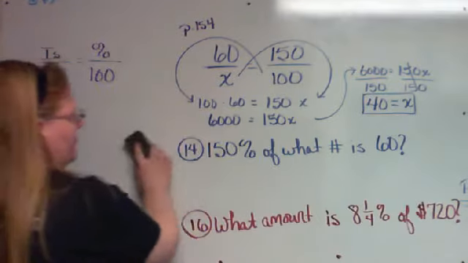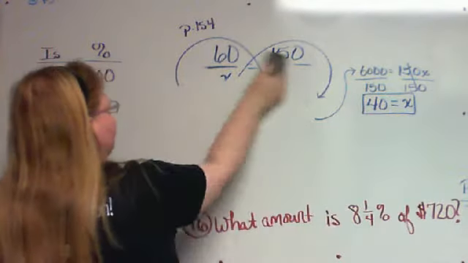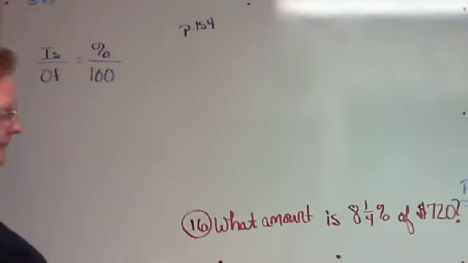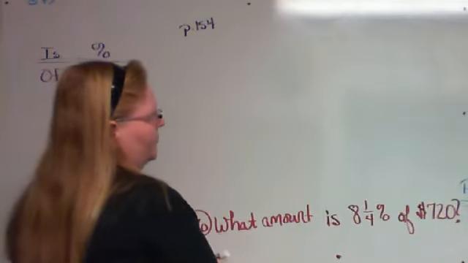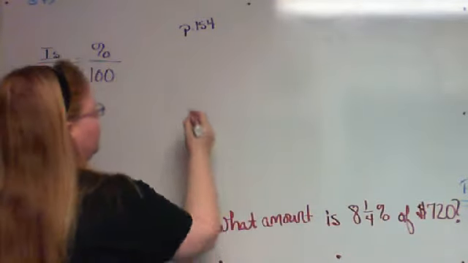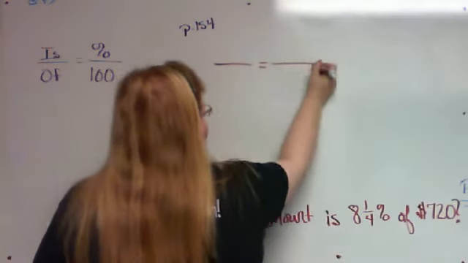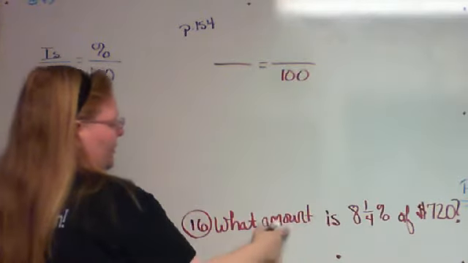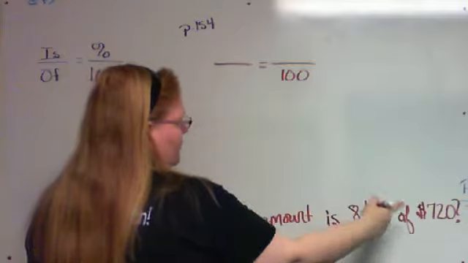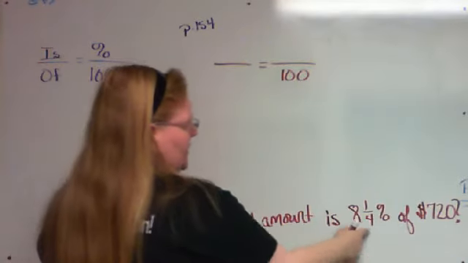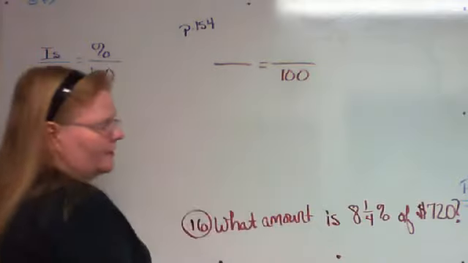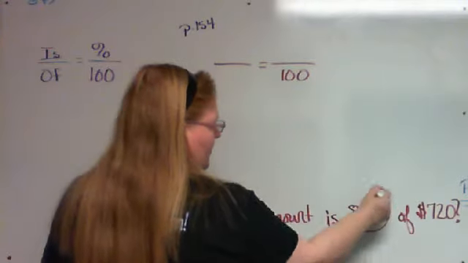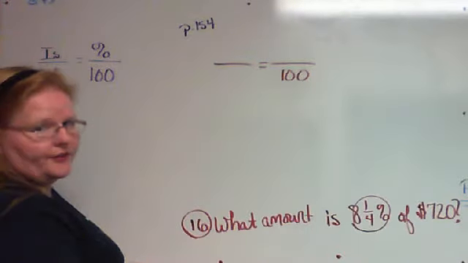One more down here. What amount is 8 1/4% of $720? So I'll start out with my same format. Always 100 there. Look, we got an is beside this, a percent beside this, and an of just the other side. Which one goes with which? If you always pull out your percent first, you'll be able to always fill it in.